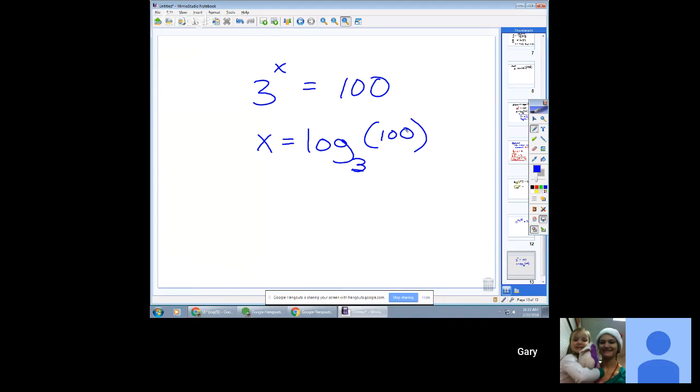Now, calculator-wise, I got to tweak that a little bit. To get this on most calculators, I would have to take log base 10 of 100 and then divide that by log base 10 of the base I desired. Great. So whip that in your calculator. Let's see if we get a reasonable answer. I think the answer is going to be somewhere between 4 and 5, because I know 3 to the 4th is 81.